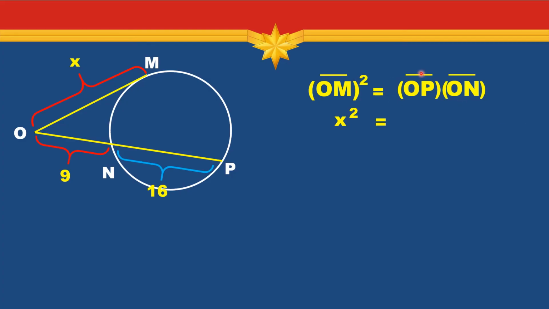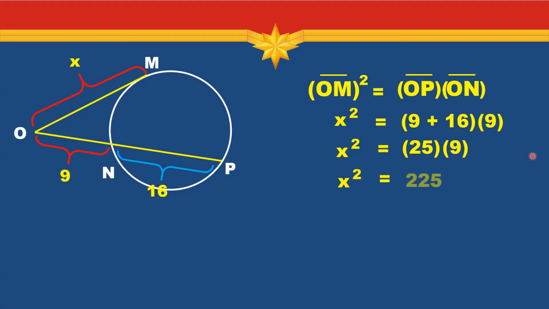So, since OP yung kailangan natin, kinakailangan pa natin i-add yung isang buo, yung external second segment, tsaka yung segment sa loob. So, we have 9 plus 16 times yung external second segment nating 9. So, we have x squared is equal to 9 plus 16 is 25 times 9. So, we have x squared equals 225.